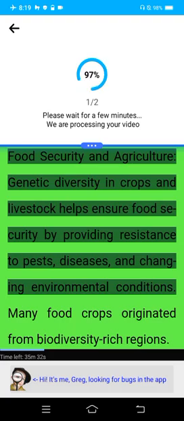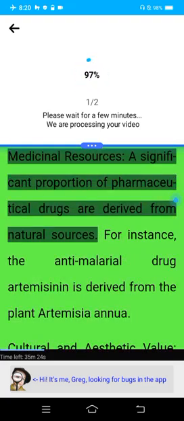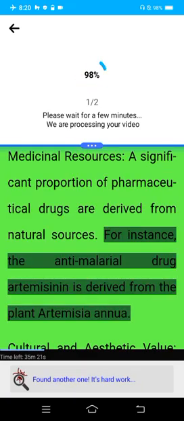Food security and agriculture. Genetic diversity in crops and livestock helps ensure food security by providing resistance to pests, diseases, and changing environmental conditions. Many food crops originated from biodiversity-rich regions. Medicinal resources. A significant proportion of pharmaceutical drugs are derived from natural sources. For instance, the antimalarial drug artemisinin is derived from the plant Artemisia annua.